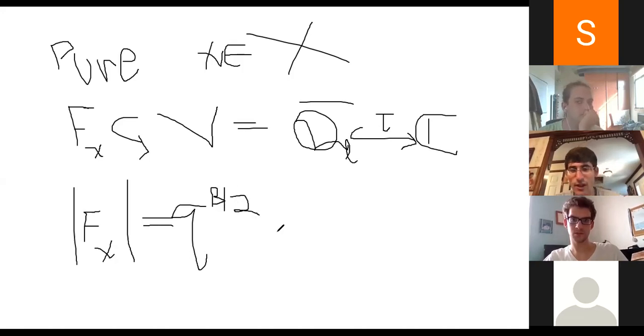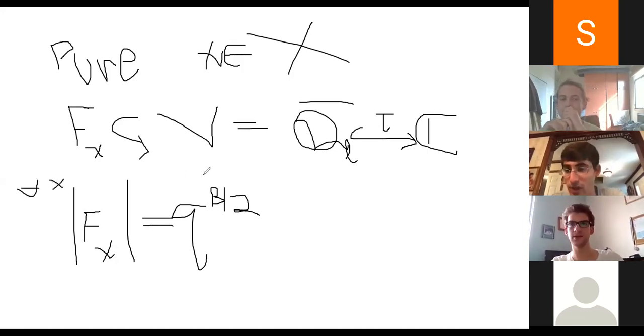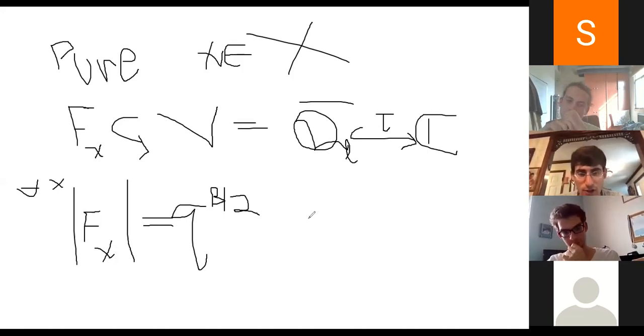There's some beta such that for all x this holds. Yeah, we want it to be the same for all x. Exactly, that's the point. Why is this true? So the absolute value of Frobenius. The point is that the action of the fundamental group will move me from one point to another? That's the thing?